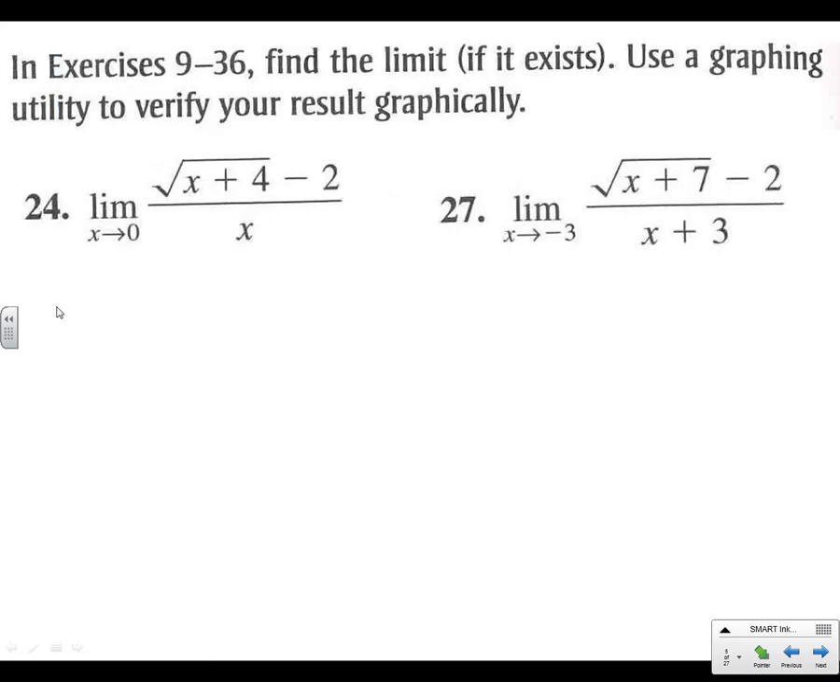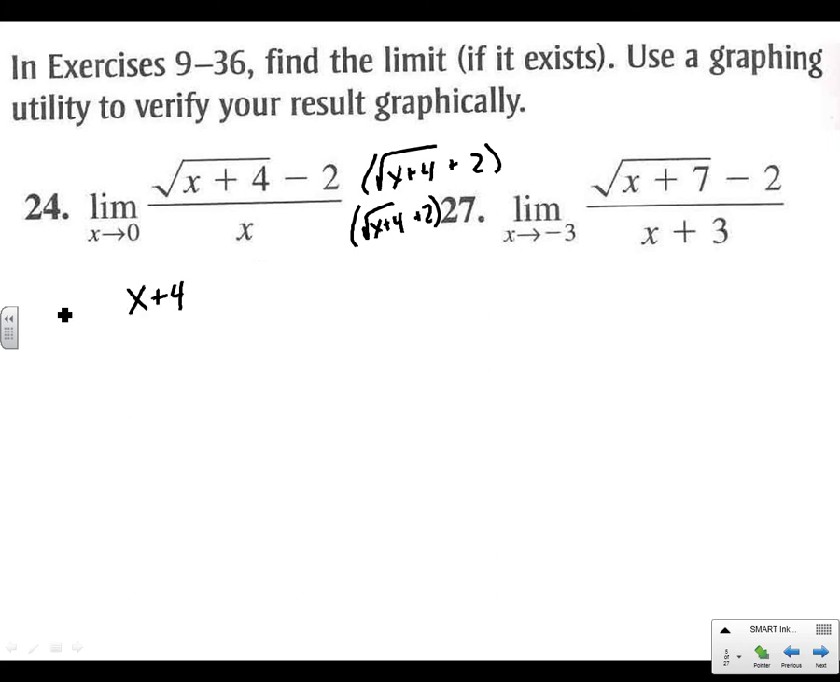So let's keep moving here on to 24. We're going to do the same thing, but this time instead of using some factoring, we're going to multiply by the conjugate here. So our conjugate that we're going to want is root x plus 4 plus 2, and we're going to do that on the top and the bottom, numerator and denominator. And let's multiply this out. So the square roots are going to cancel.